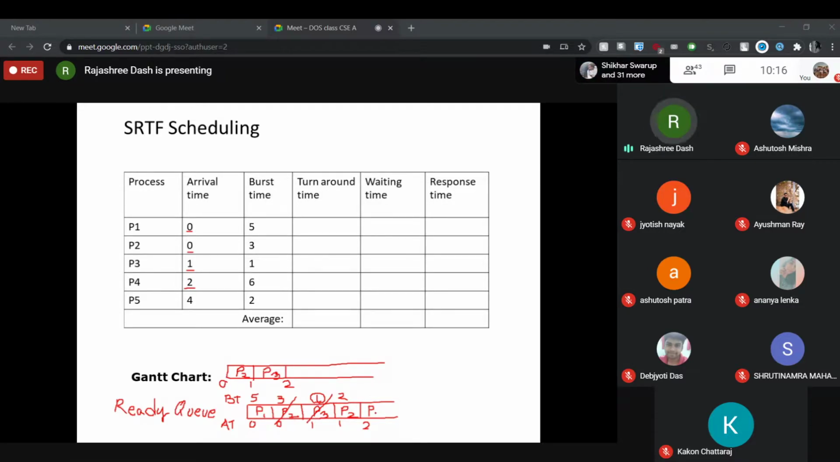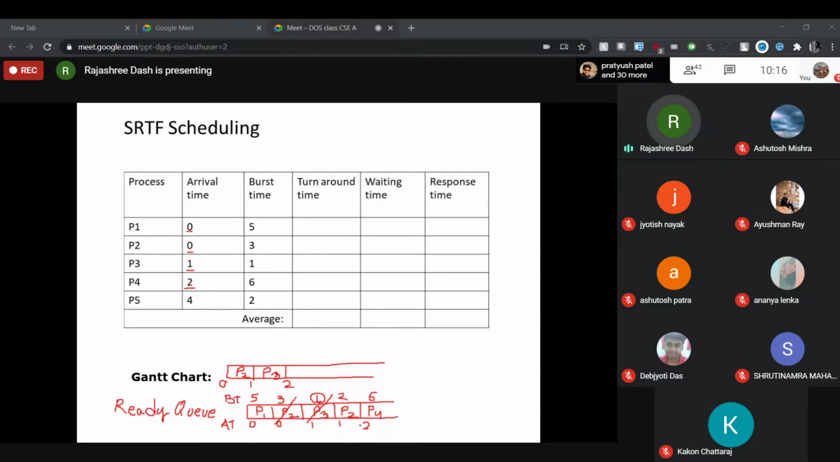So for P4, what is the CPU burst time? 6. Now just check, as P3 has only 1 millisecond burst time, by 2, P3 has also completed its execution. So no need to again compare the CPU burst time of the newly entered process, P4, with that of P3, because by time 2, P3 has already completed its execution.